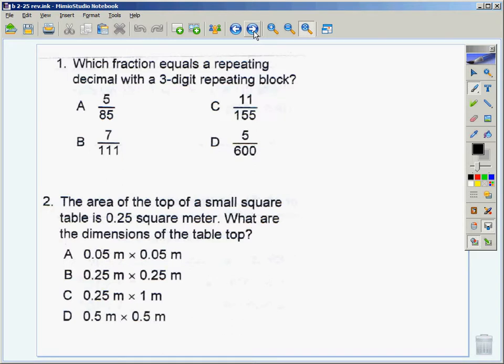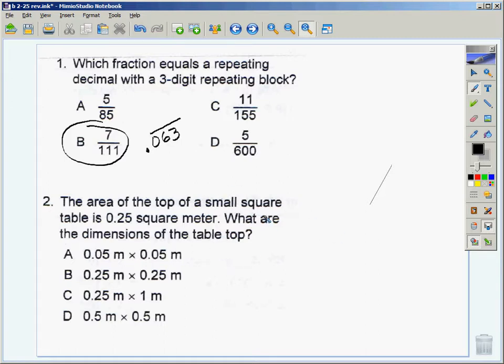Number 1. Which fraction equals a repeating decimal with a 3-digit repeating block? The correct answer was B. It actually came up to 0.063 repeating, if you take 7 and divide it by 111 on your calculator. Number 2.